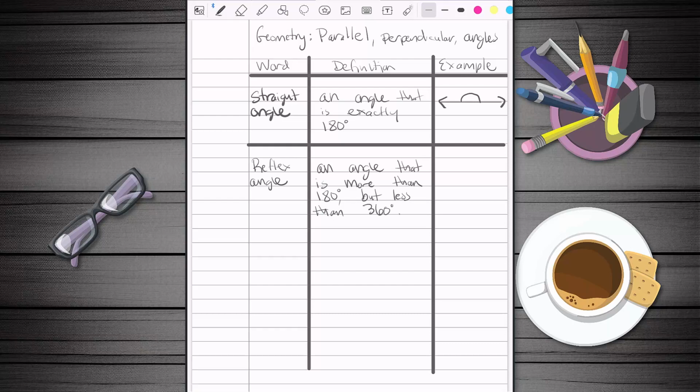So a reflex angle is more than 180, so more than a straight angle, but less than 360, less than all the way around. So this kind of looks like an acute angle that I'm drawing right here, but we're going to look at the angle that is not the acute angle, but on the other side. So this right here, where I drew that kind of Pac-Man part circle, is the reflex angle.